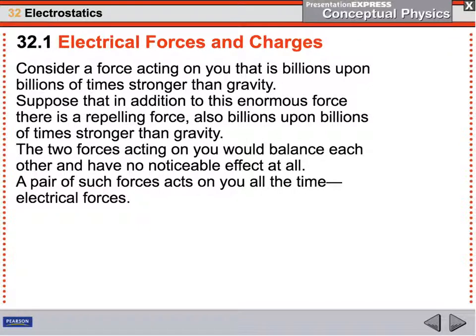Consider a force acting on you that is billions upon billions of times stronger than gravity. Suppose that in addition to this enormous force, there is a repelling force, also billions upon billions of times stronger than gravity. The two forces acting on you would balance each other out and have no noticeable effect at all. A pair of such forces acts on you at all times. These are the electrical forces.